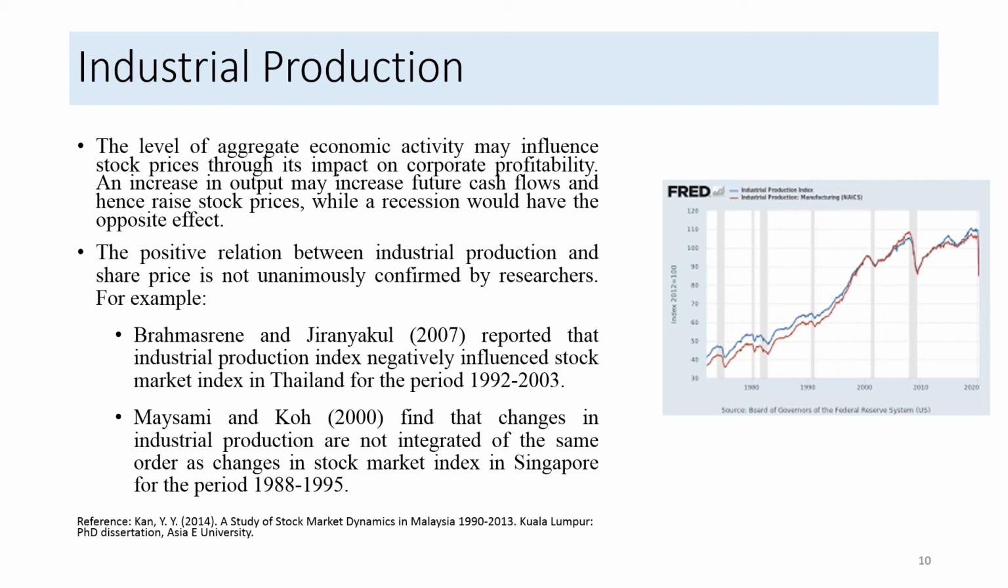The level of aggregate economic activity may influence stock prices through its impact on corporate profitability. An increase in output may increase future cash flows and hence raise stock prices, while a recession would have the opposite effect. However, the positive relationship between industrial production and share price is not unanimously confirmed by researchers.